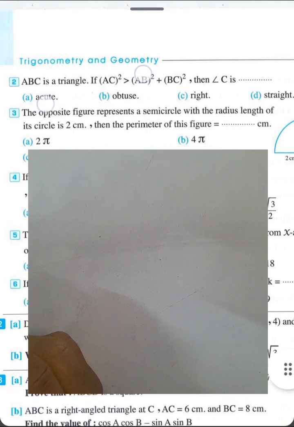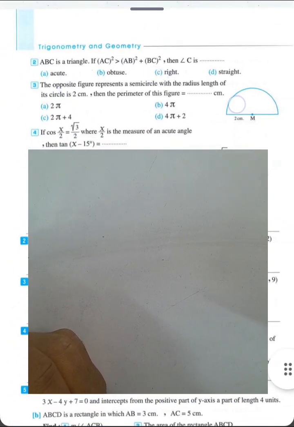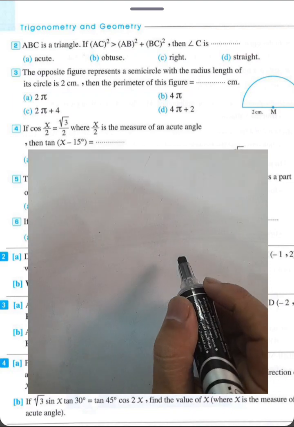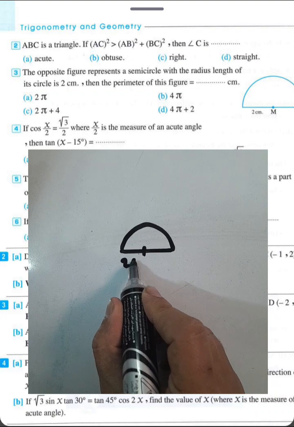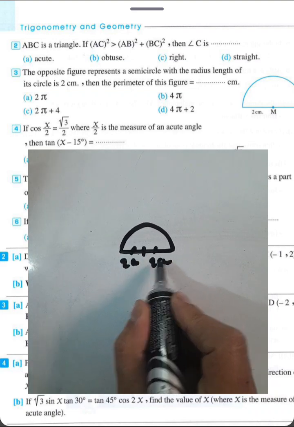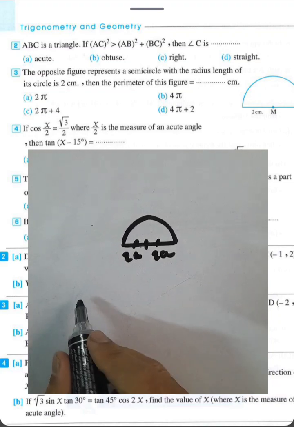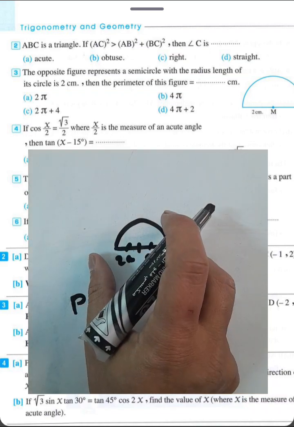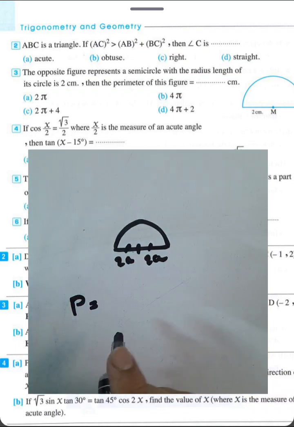Question number 2. The opposite figure represents a semicircle. We have a semicircle here and he gives us the radius was 2 centimeters. He wants to find the perimeter of the figure. Then the perimeter equals this length plus this length: the length of the arc plus the line segment here.